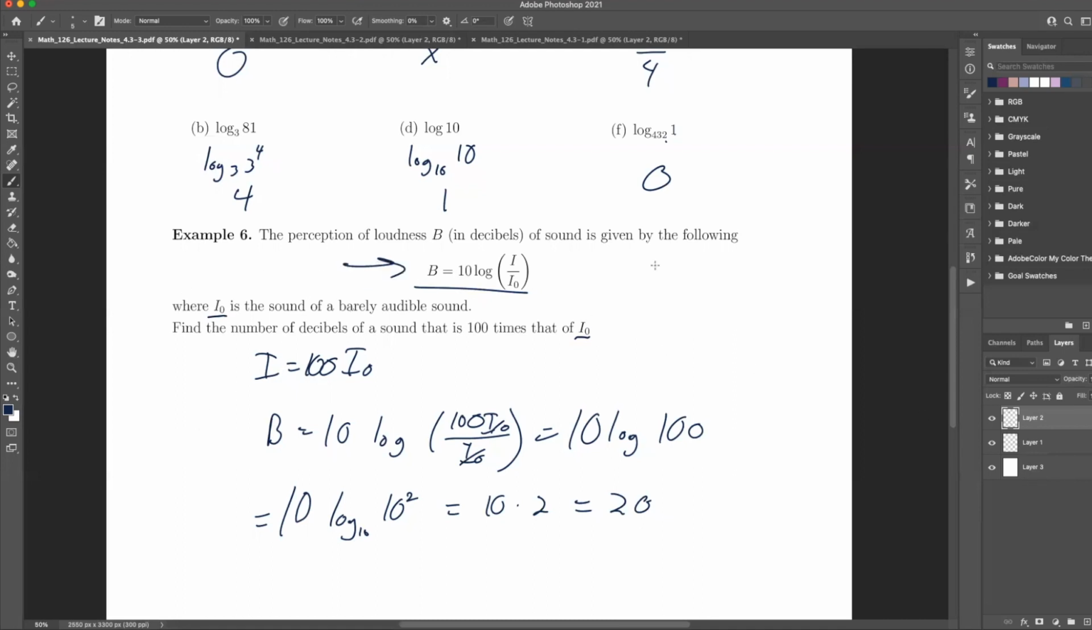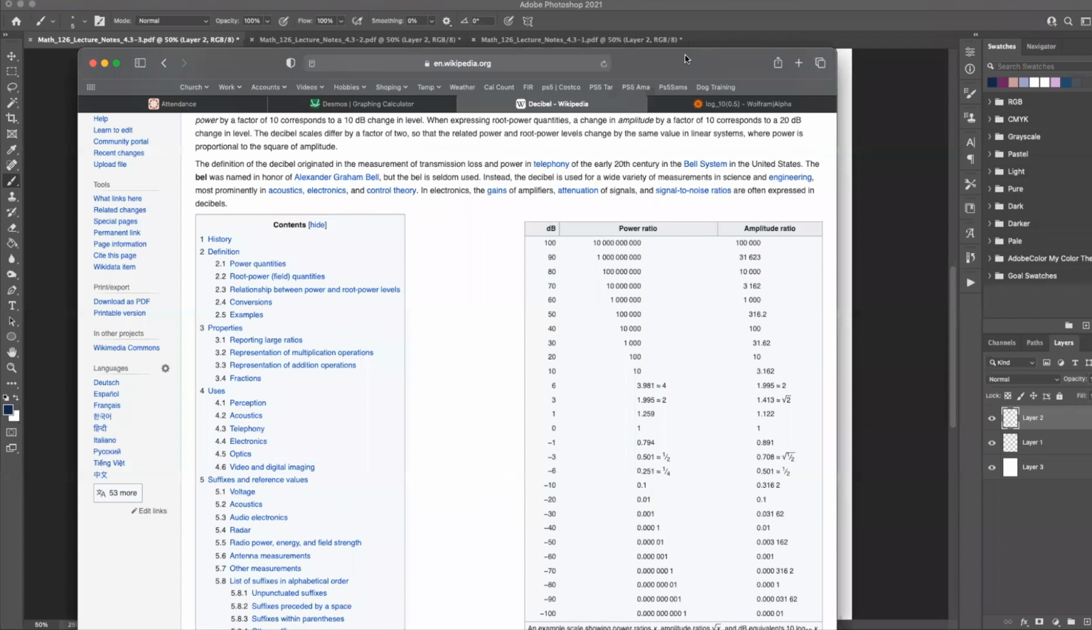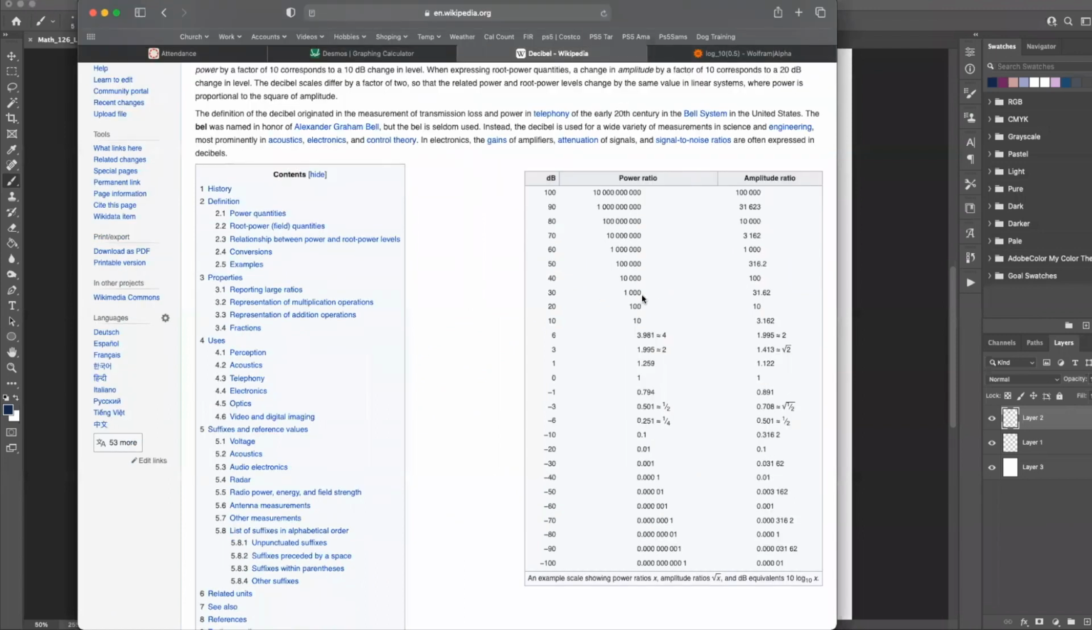Let me explain why we use a log-based scale. This is actually how you perceive stuff on a log-based scale. Let's look at Wikipedia, I figured I'd grab from there. So remember the power ratio. If it is 0 decibels, we have a power ratio of 1.